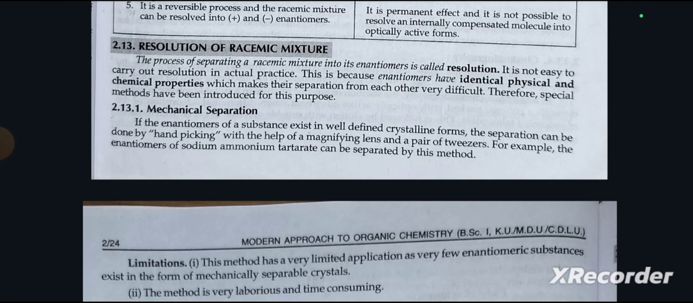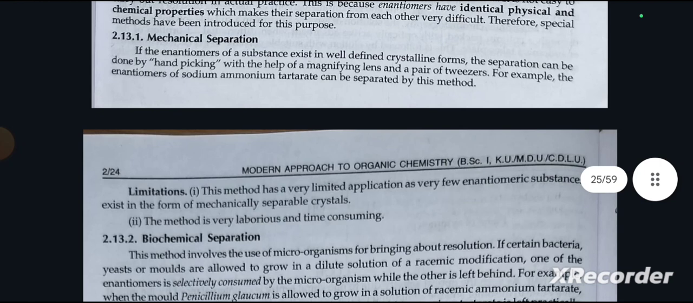2.13 Resolution of racemic mixture. The process of separating a racemic mixture into its enantiomers is called resolution. It is not easy to carry out resolution in actual practice. This is because enantiomers have identical physical and chemical properties, which make their separation from each other very difficult. Therefore, special methods have been introduced for this purpose.